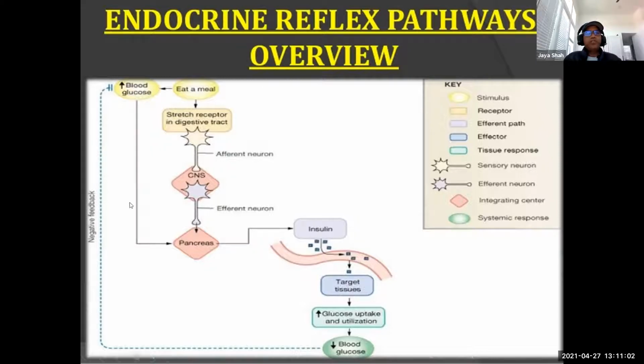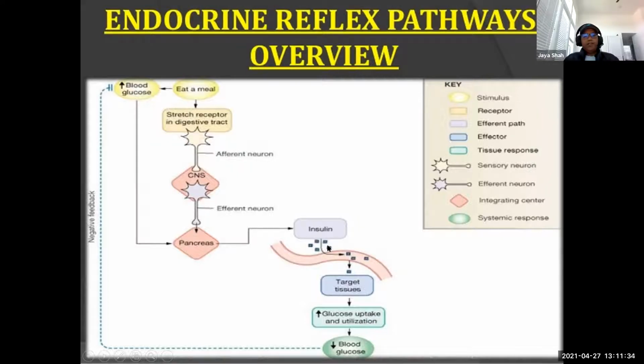There is a stretch receptor in the wall of your GI tract that carries the impulse through the afferent neuron, the sensory neuron, to the central nervous system. And then the central nervous system, through the stretch or increased blood glucose, ultimately activates your pancreas to release insulin. Insulin released from the pancreas then comes into the ECF.